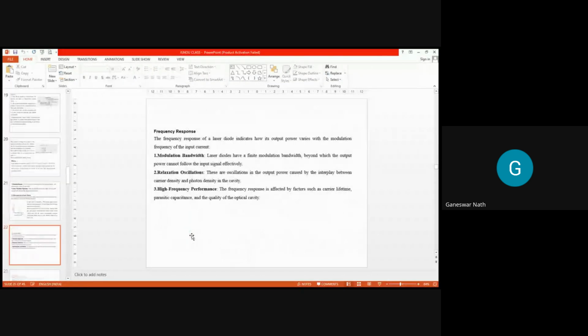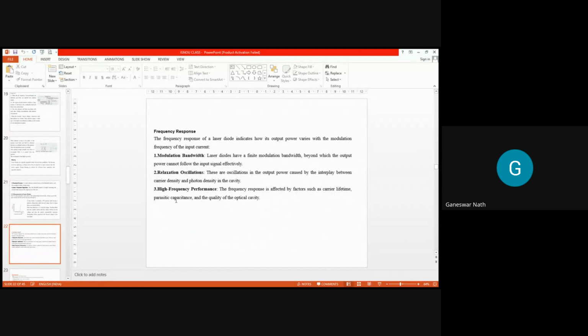Now you can find the frequency response of the laser diode, which indicates how the output power varies with the modulation frequency of the input current. So the laser diode also responds to different frequencies. This also decides some factors like modulation bandwidth, relaxation oscillation, and high frequency performance. All these parameters get influenced by the frequency response of the laser diode.